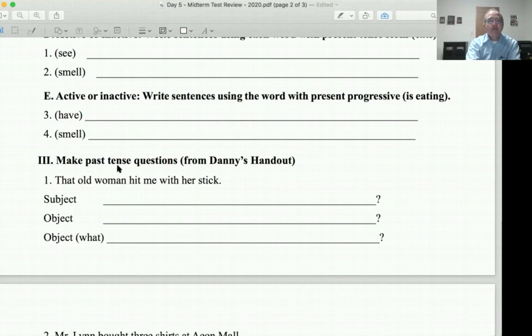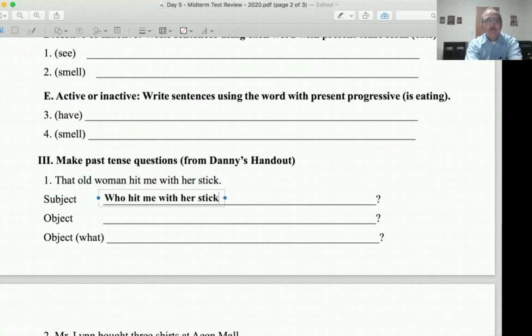We have make past tense questions from Danny's handout. That old woman hit me with her stick. Now we want to make a subject question. What is the subject of this sentence? The subject is that old woman. So we want to take that old woman and put it here, and it becomes who, right? Now we use the rest of the sentence. Who hit me with her stick?